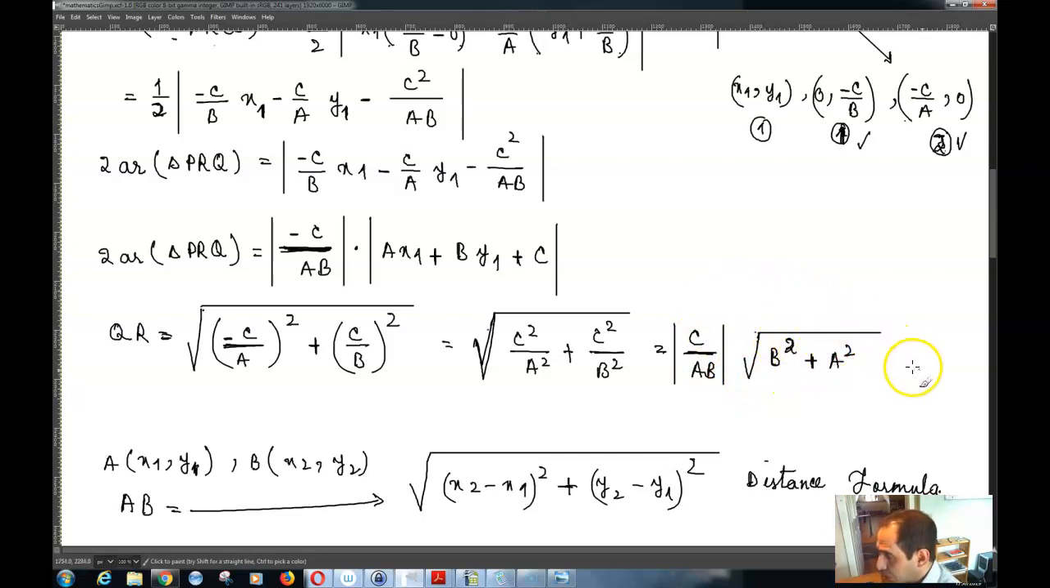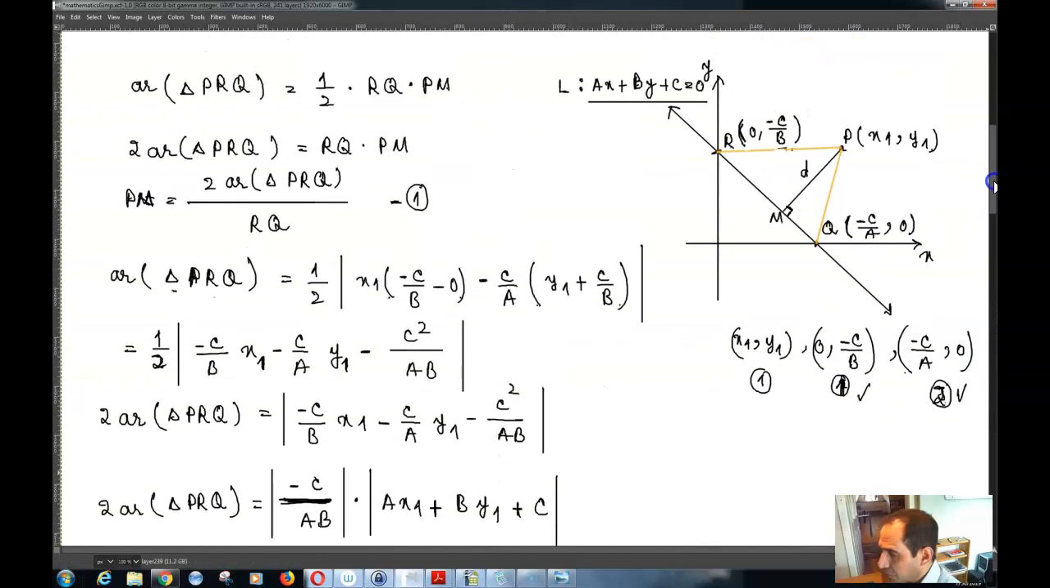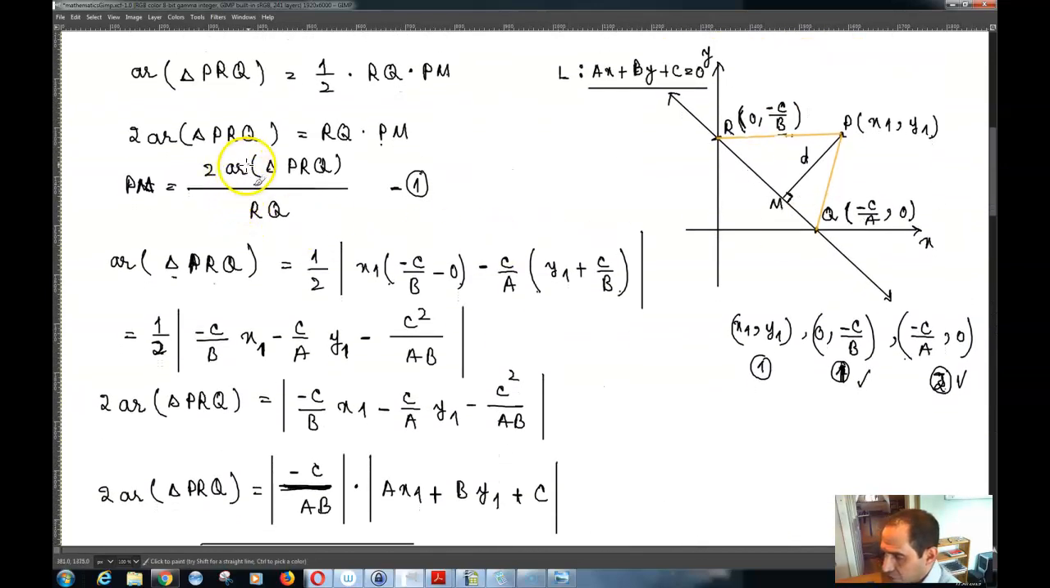Now in the equation number 1 that we had up here, we said that PM is equal to 2 times area of triangle PQR divided by RQ.